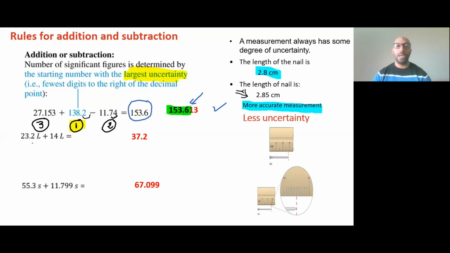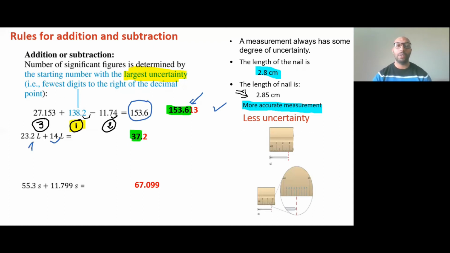Let's move on. Here, how many digits after the point? We have just 1 digit. Here, we don't have any digit after the point. So what will we choose? The highest uncertainty, that means without digits after the decimal point. Very good. And our result from the calculator is 37.2. So what will we choose? We will choose only 37.